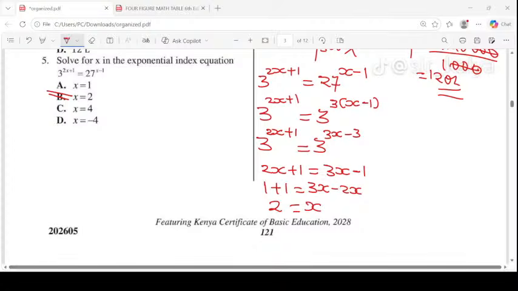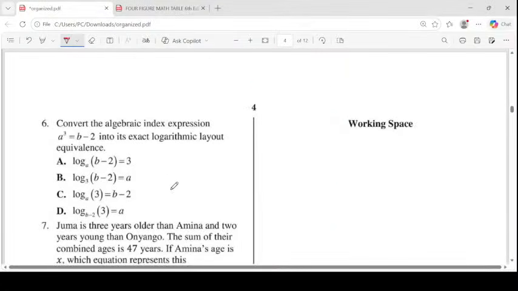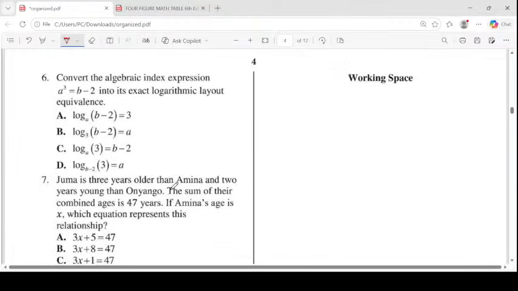So, next is question number 6. We are progressing very, very well.